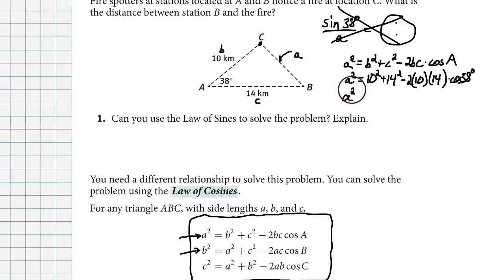Let's do a lot of work on the right side of this problem. 10 squared is 100. 14 squared is 196. Minus, okay, this part right in here, 2 times 10 times 14. That's 280 times the cosine of 38. We can add together the 100 plus the 196. That's 296.